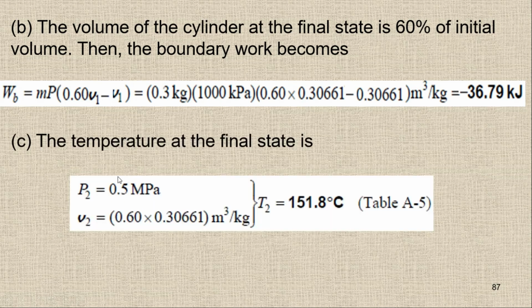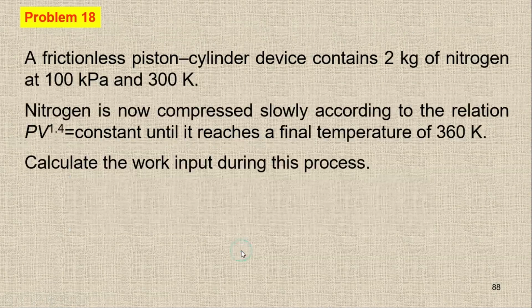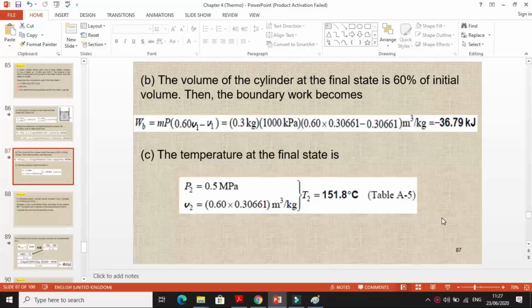So 500 kilopascal or 0.5 megapascal, and the volume is 0.1835. So how can we check the value of T2? First of all, I have to check the V values against 0.5 megapascal or 500 kilopascal.